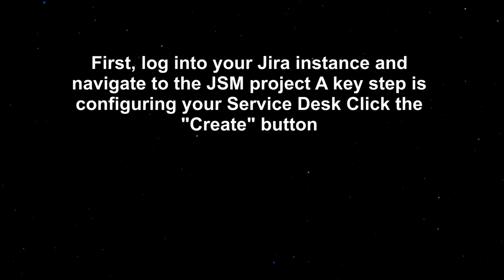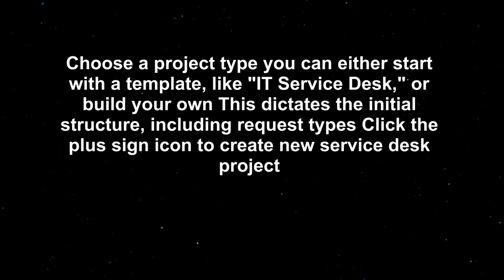First, log into your Jira instance and navigate to the JSM project. A key step is configuring your service desk. Click the Create button. Choose a project type. You can either start with a template, like IT Service Desk, or build your own. This dictates the initial structure, including request types. Click the plus sign icon to create a new service desk project.